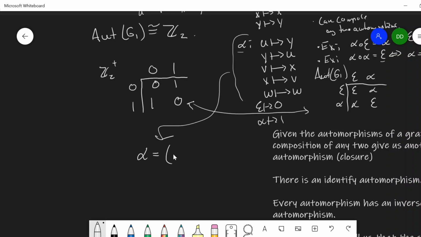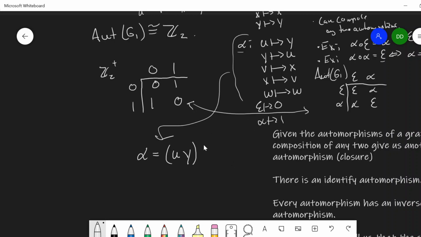And so I'm going to write this in the following way. U gets sent to Y is what that means. And then Y gets sent to U. So I'm going to close off that cycle. So this 2 cycle here means U gets sent to Y and Y gets sent to U.